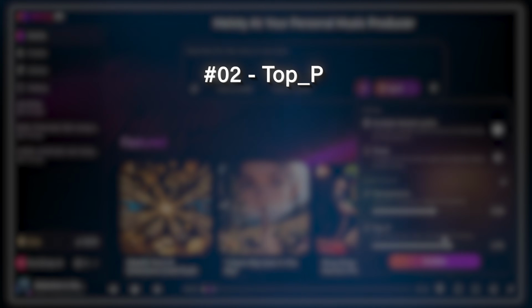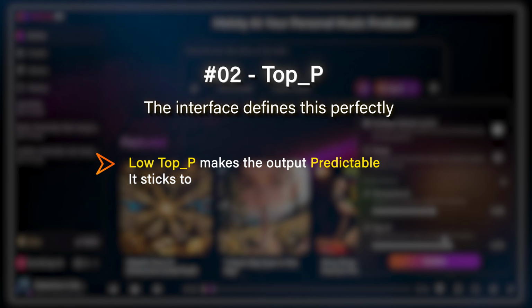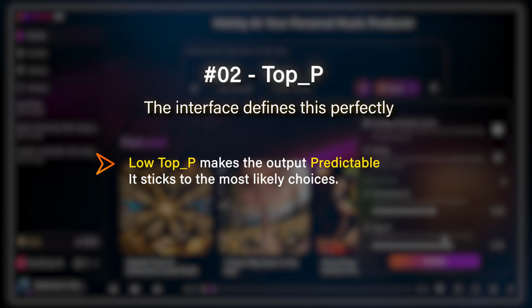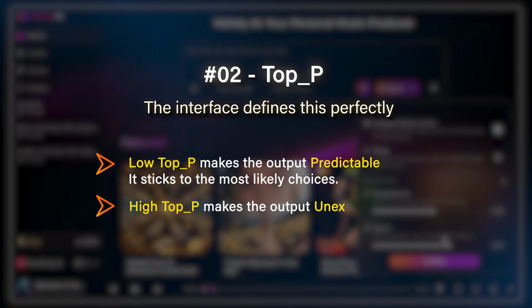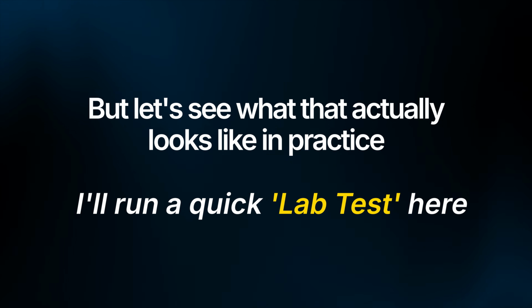Second, top P. The interface defines this perfectly. Low top P makes the output predictable. It sticks to the most likely choices. High top P makes the output unexpected and diverse. But let's see what that actually looks like in practice. I'll run a quick lab test here.